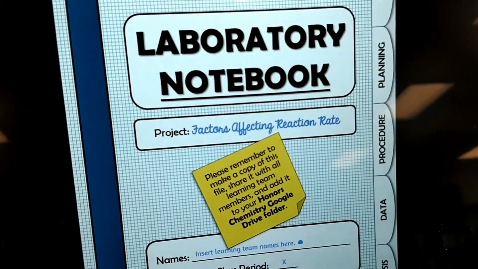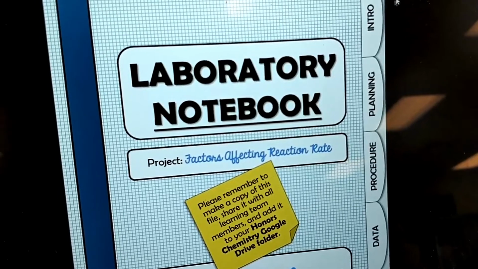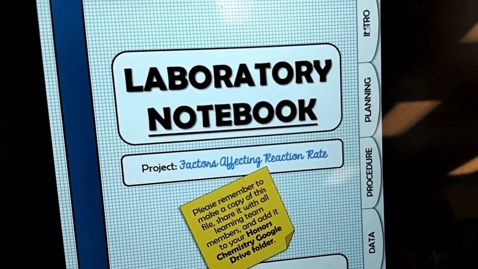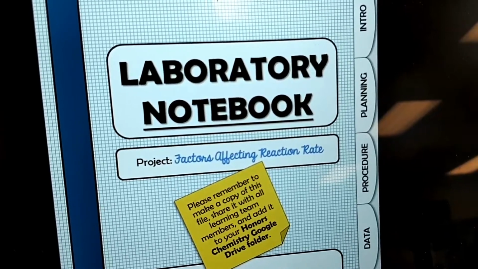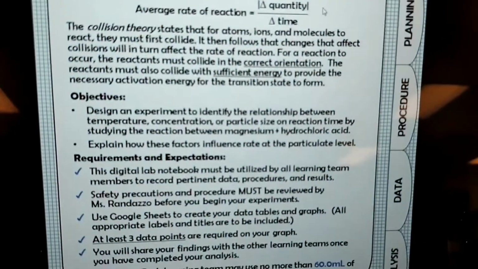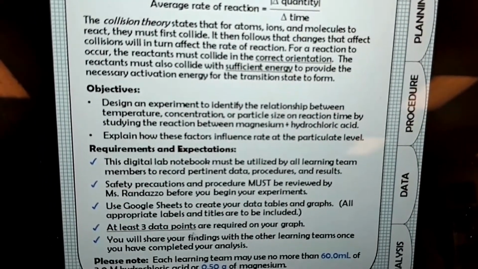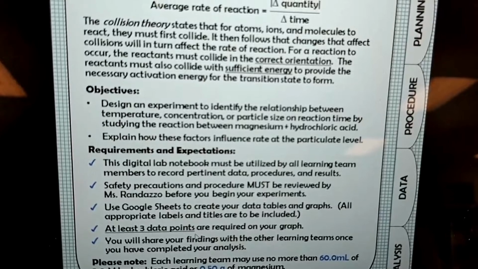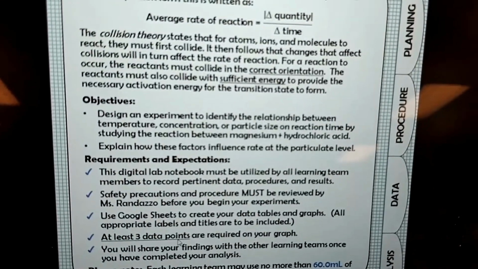This is the digital interactive notebook that I made for my students to provide some scaffolding as we go through and have them create their own procedure and plan their investigation. I broke it up into the intro, and then there were some requirements that had to be met. For example, I told the students that they needed at least 3 data points, so 3 observations of some kind.